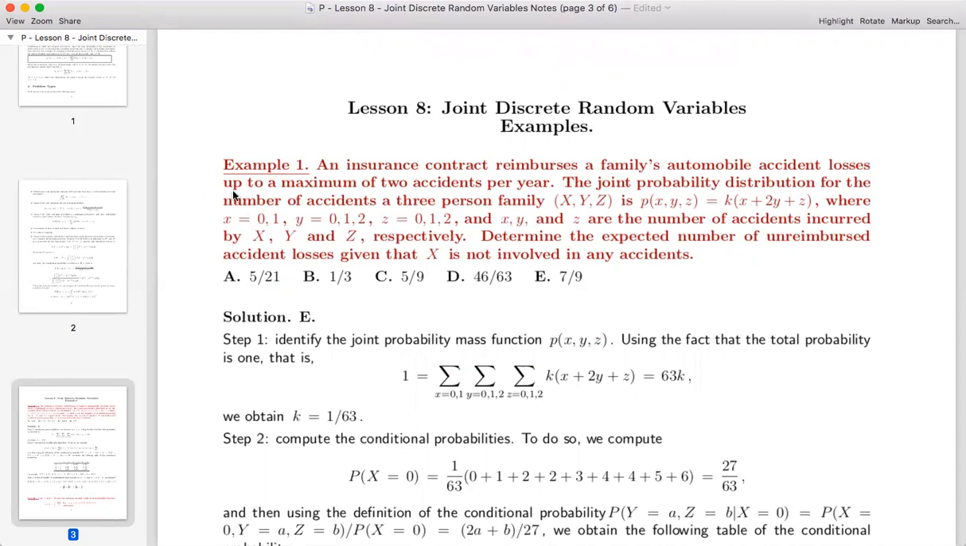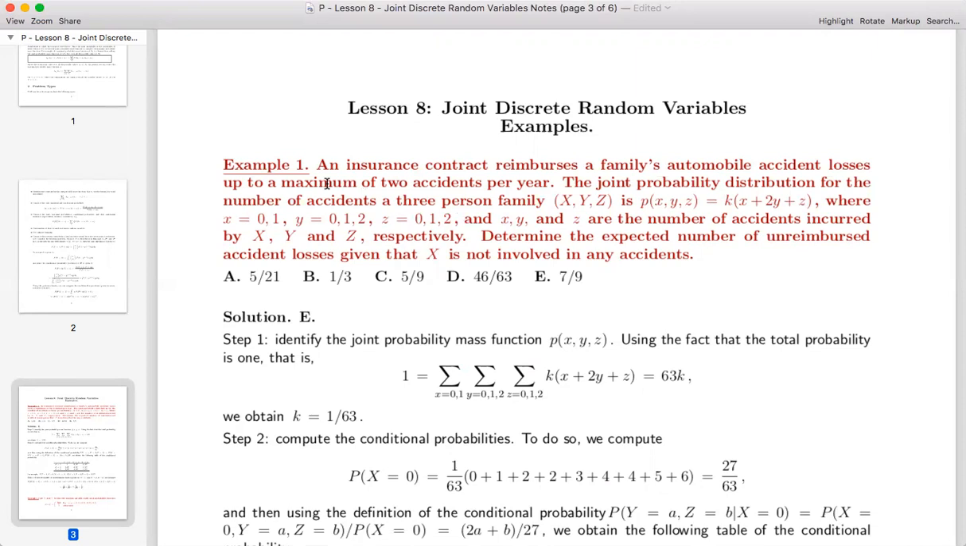So the first example is an insurance contractor reimburses a family's automobile accident losses up to the maximum of 2 accidents per year. The joint probability function of the number of accidents of a 3-person family home is given as this right here, where we have persons X, Y, and Z. Those are our 3 different people, where X is 0 or 1, Y is 0, 1, or 2, and Z is equal to 0, 1, or 3. X, Y, and Z are the number of accidents incurred by X, Y, and Z respectively.